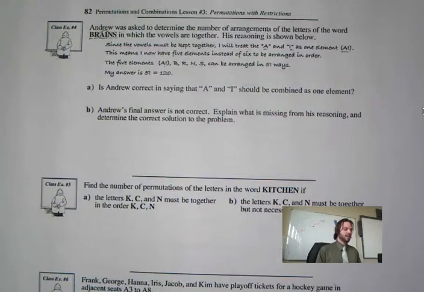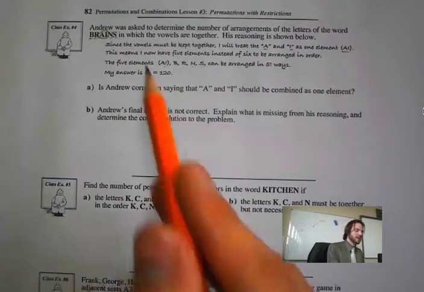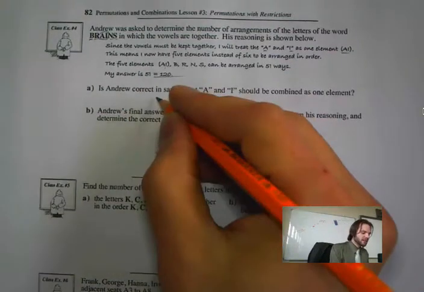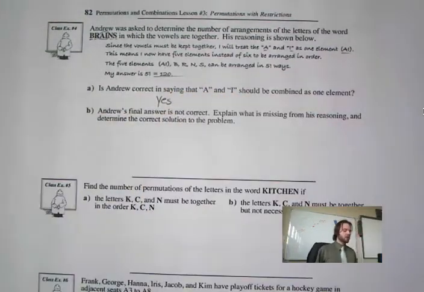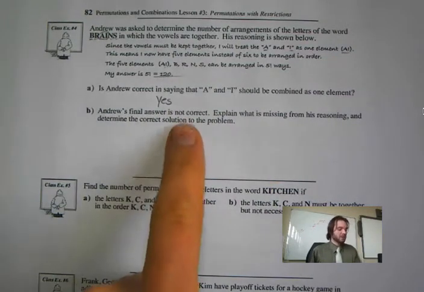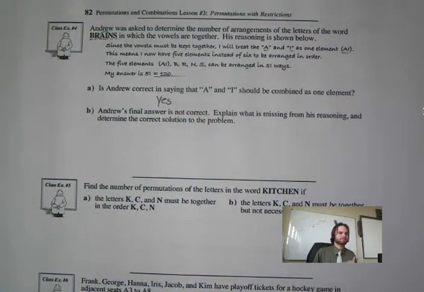They must be arranged in 5 factorial ways, so his answer is 120. Now it asks, is Andrew correct saying that AI should be combined together as one element? Well, yes, he is correct. A and I must be together. Now, Andrew's final answer is not correct, though. Explain why, or what is missing from his reasoning.